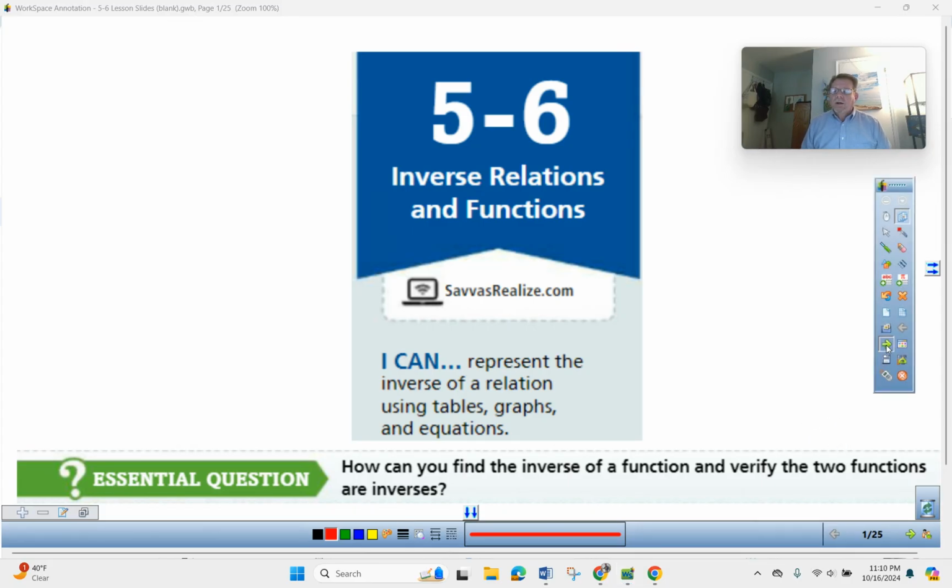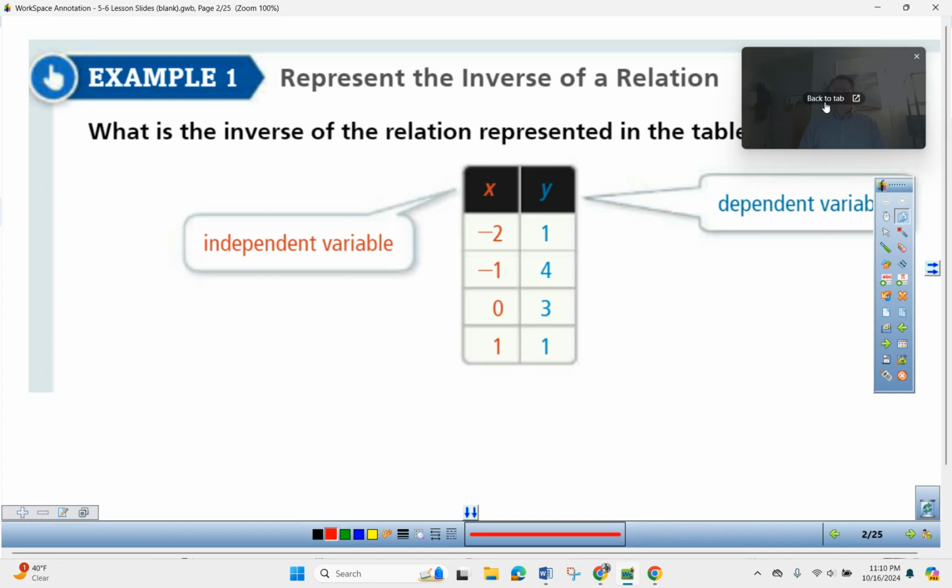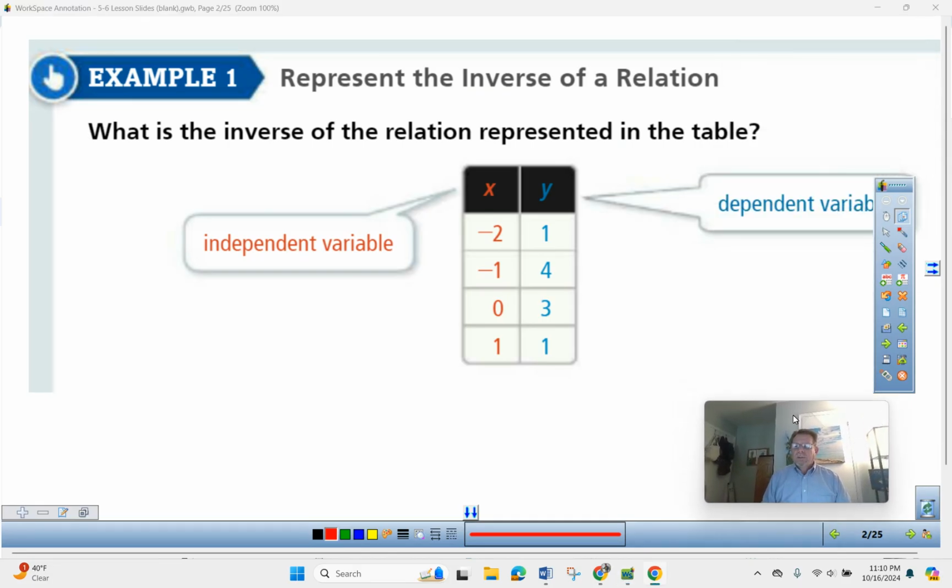So let's look at our first example here. All right, and then maybe that'll be a good spot for me to hang out.